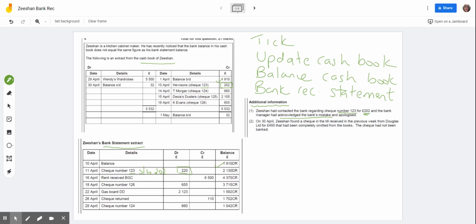So when we do our bank reconciliation statement, we're going to need to deduct that from our cash book balance just to make it reconciled. But remember, we're not going to change the cash book. I'm not going to update that with the £18 because it's the bank's error, it's not ours.